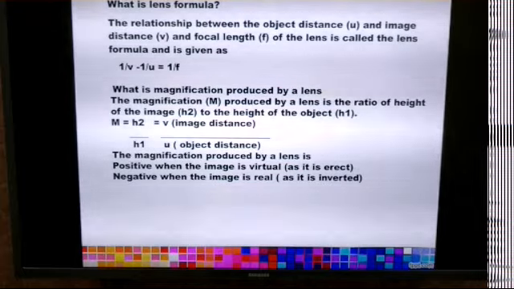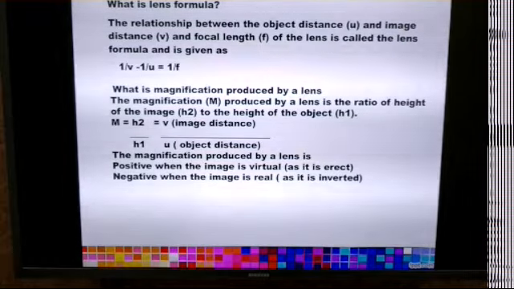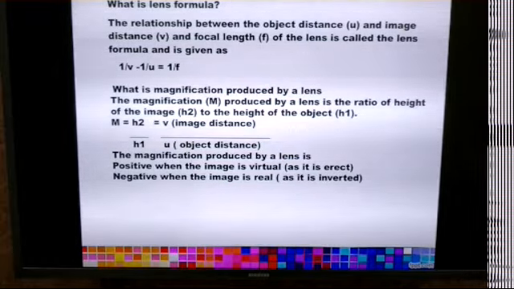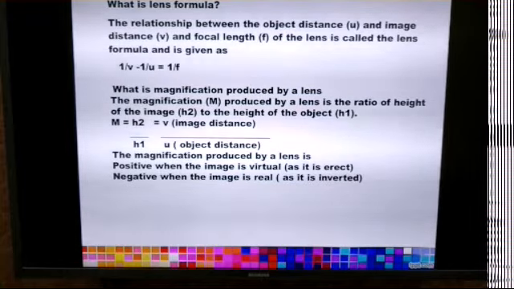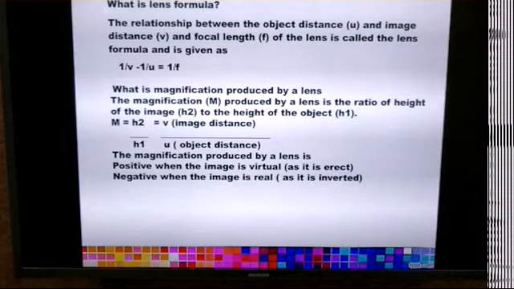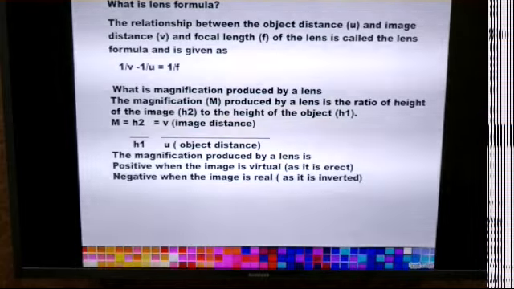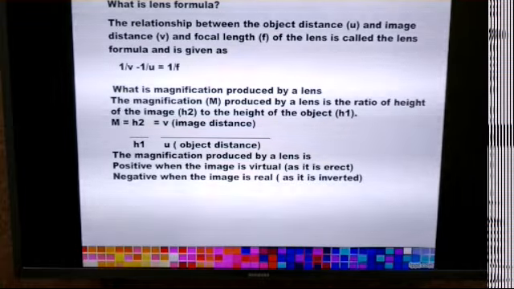Similarly, we have also seen what is meant by magnification produced by a lens. The magnification m produced by a lens is the ratio of height of image h2 to the height of the object h1. That is, magnification is equal to h2 upon h1, which is also equal to the image distance, which is v upon u, which is the object distance.